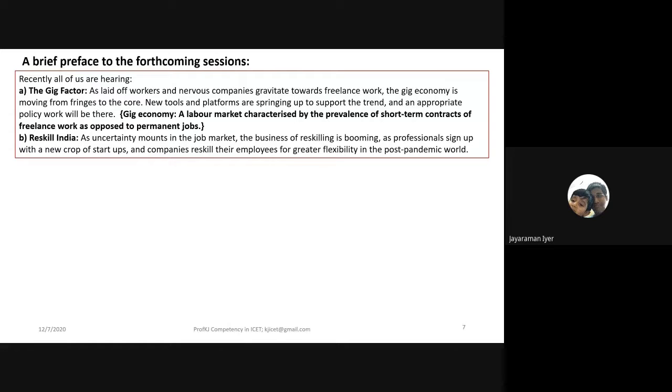As laid off workers and nervous companies gravitate toward freelance work, the gig economy is moving from the fringes to the core. Previously, it used to be one or two. I need one Unix fellow, so I take one Unix fellow and send him off. I need one Java fellow, take him. But today it's not going to be that. It's going to be only for short-term contracts.